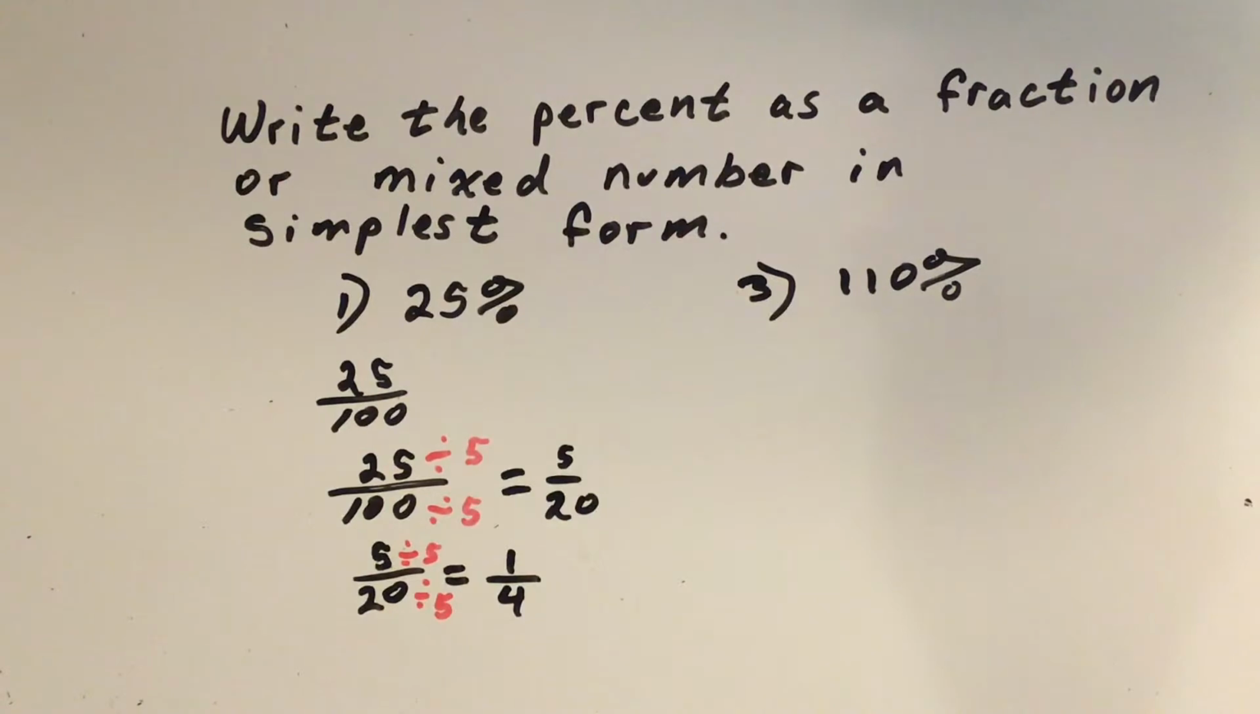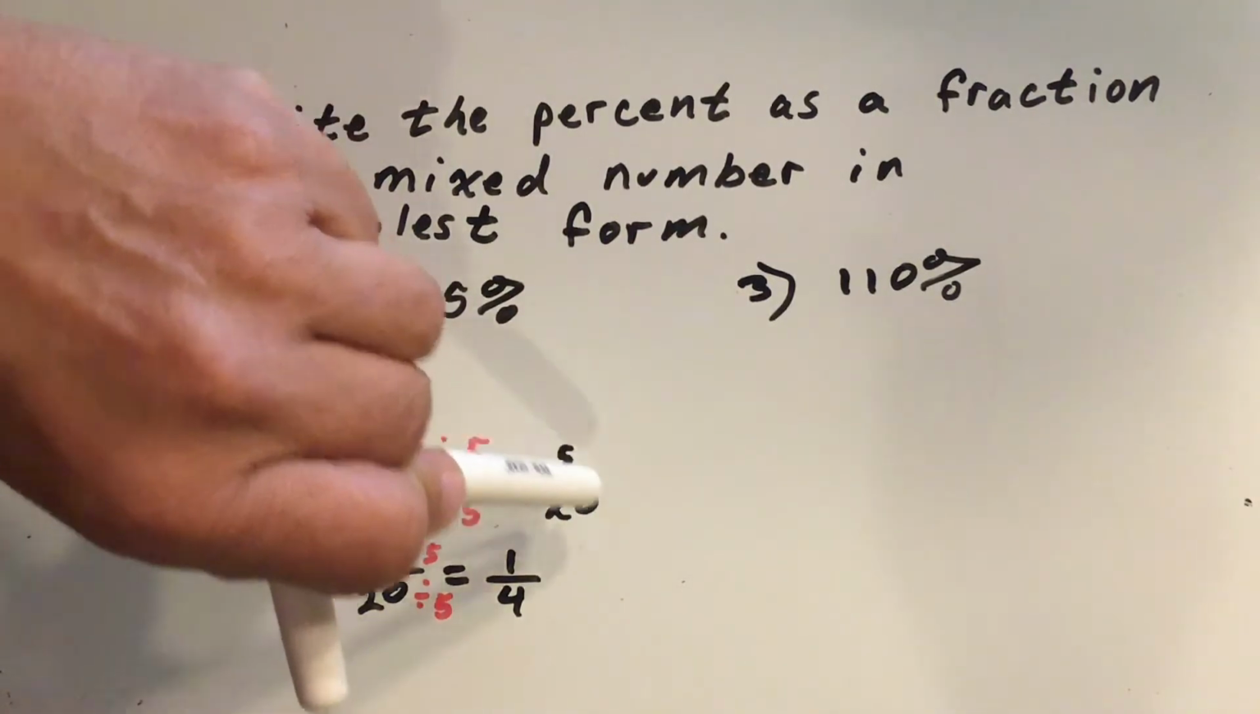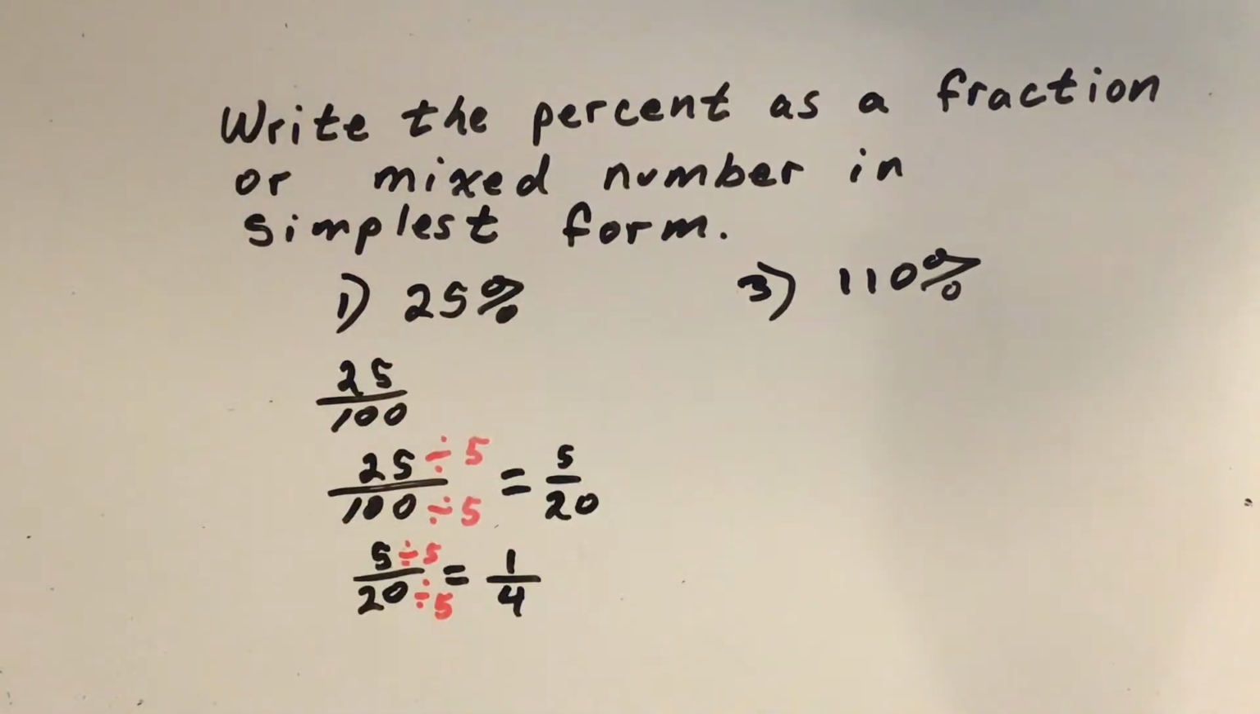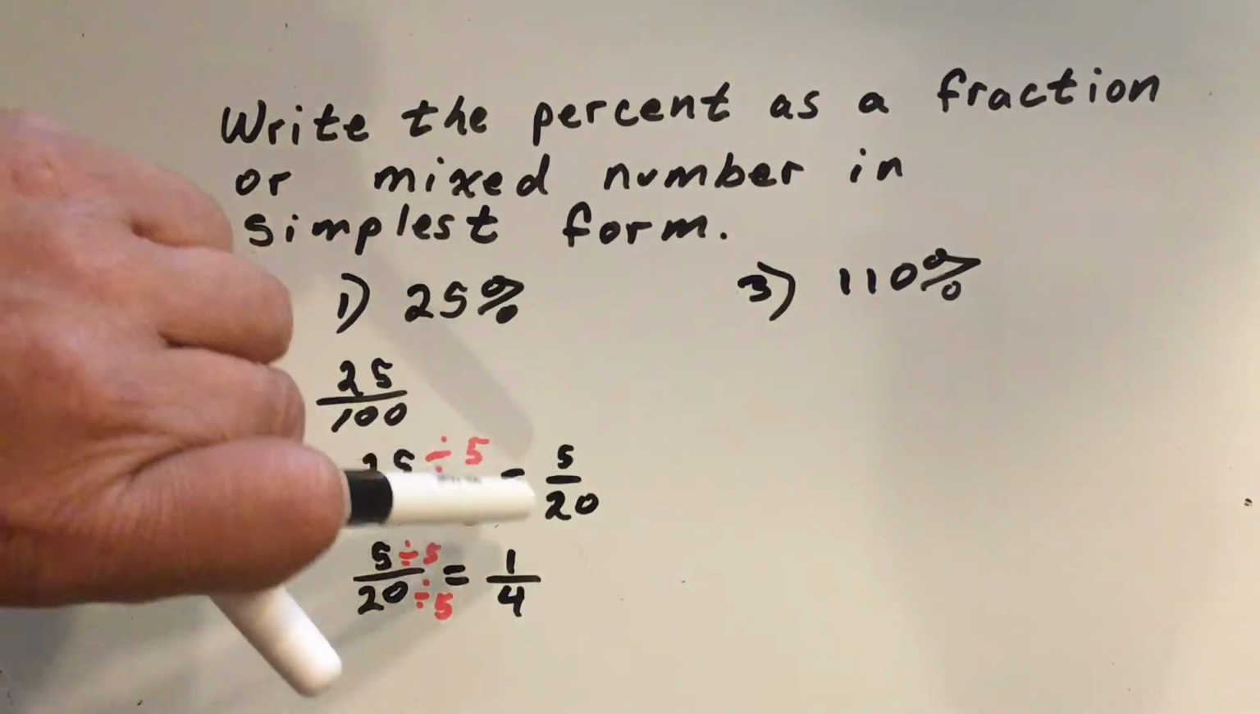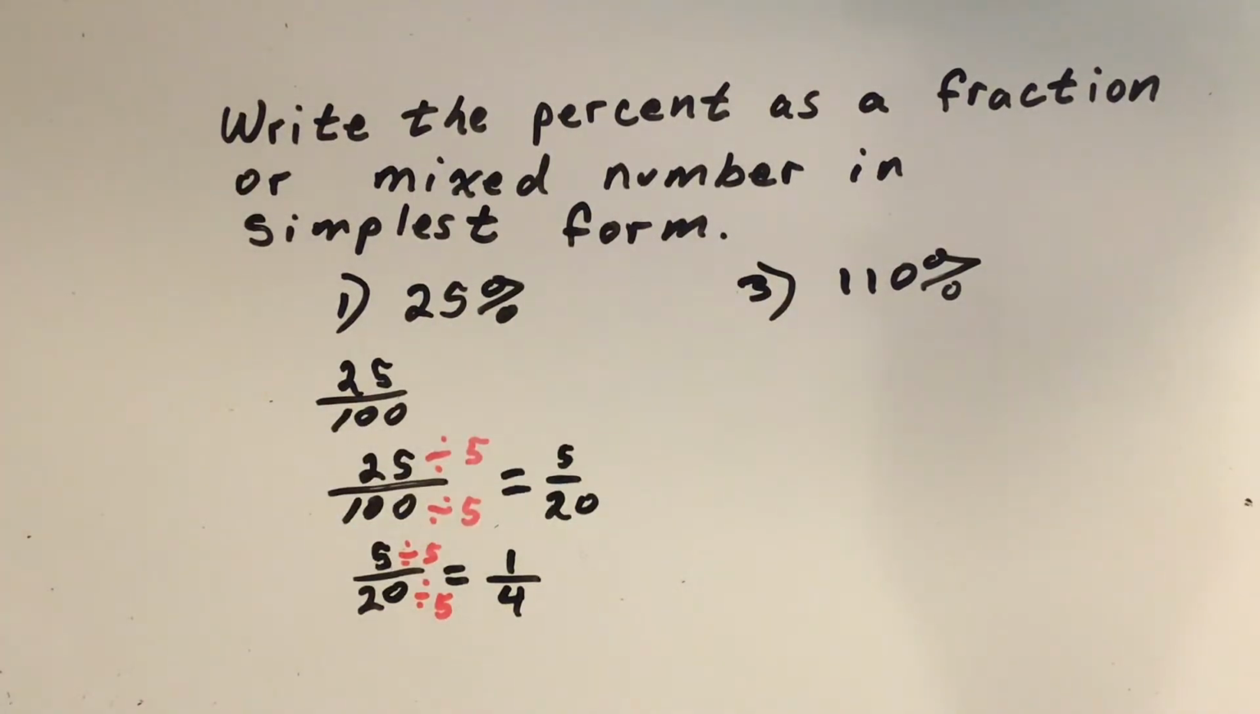But I am also left with another 5 and 0, which means that that can still be reduced by another 5. So I move it to the next step and I reduce it one more time, and I divide both the numerator and the denominator by 5, and I get 1/4. So therefore, 25% as a fraction in simplest form is 1/4.